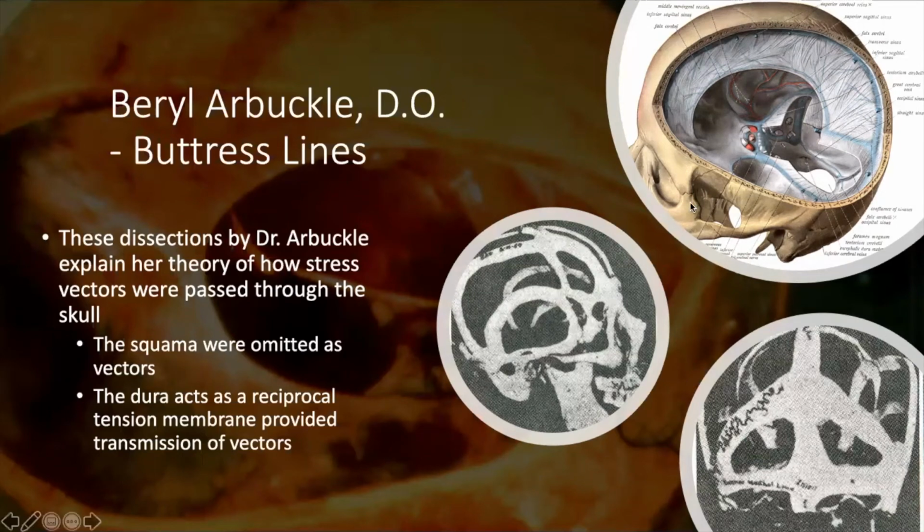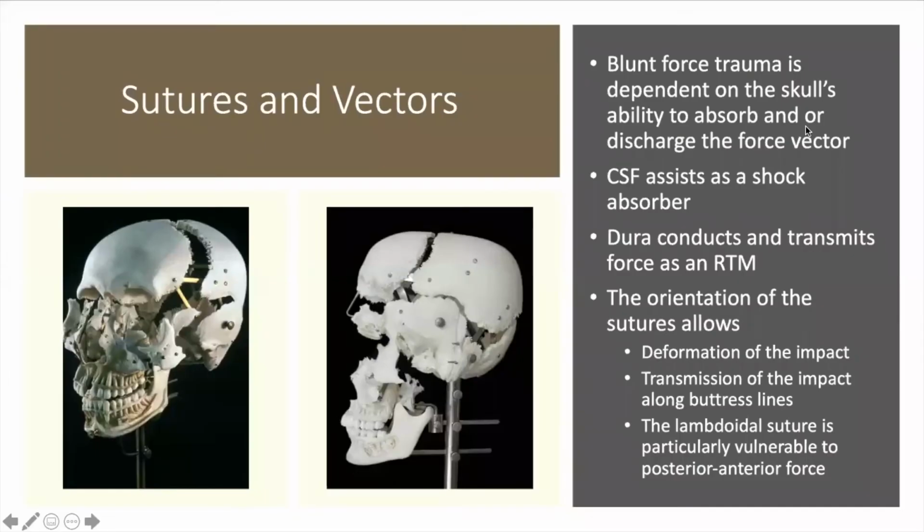Tied in with that is our dura, which is a reciprocal tension membrane. Okay, we have reciprocal tension membrane between your interosseous membrane, between your tibia and fibula, between your ulna and radius. This is another reciprocal tension membrane here. So this has to balance pressures all throughout the skull. Some other considerations for trauma to the skull are sutures and vectors of forces. So we have various things to try and protect our brain from trauma.